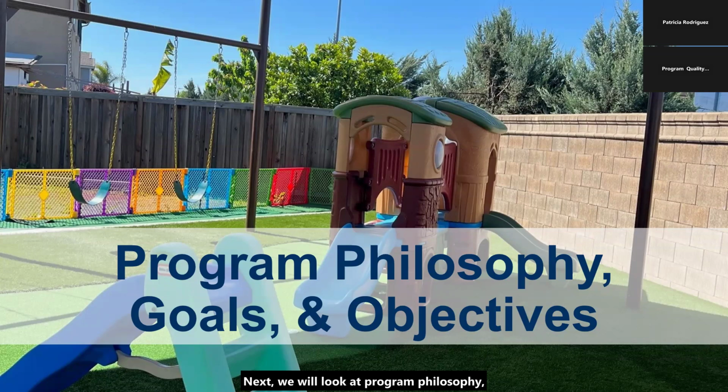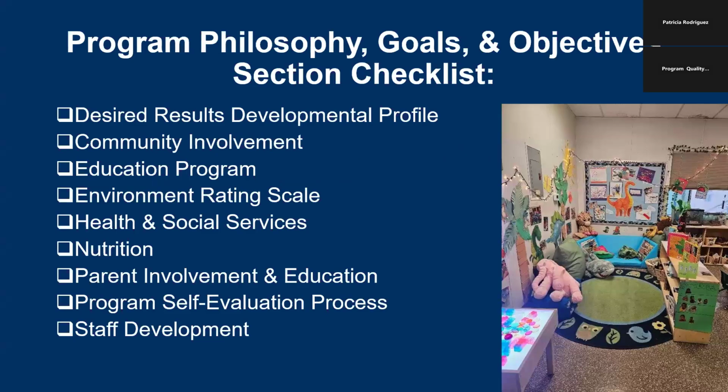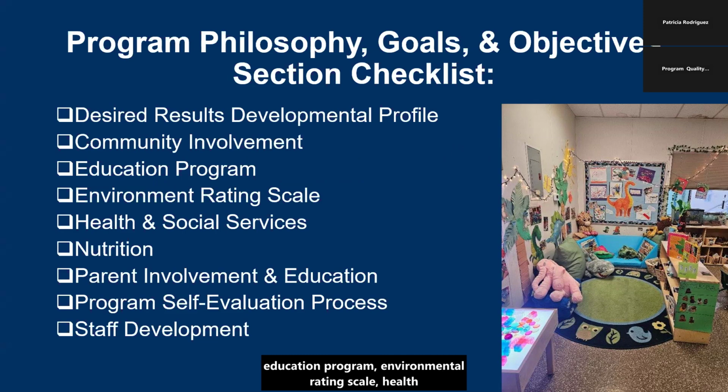Next, we will look at program philosophy, goals, and objectives. In this section, we will be reviewing desired results developmental profile, community involvement, education program, environmental rating scale, health and social services, nutrition, parent involvement in education, program self-evaluation process, staff development. These areas communicate to families what they can expect to see and how they can participate in your programs.